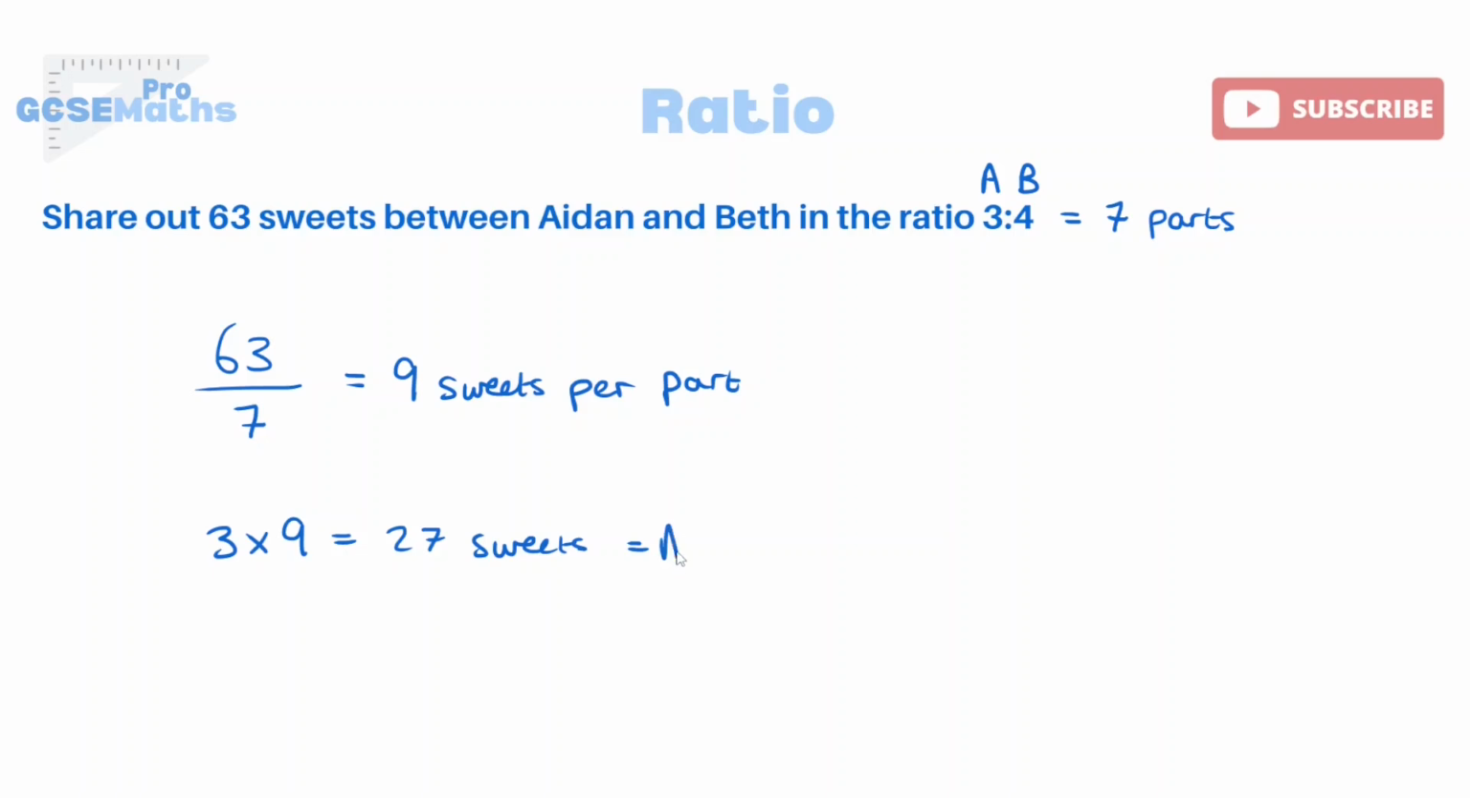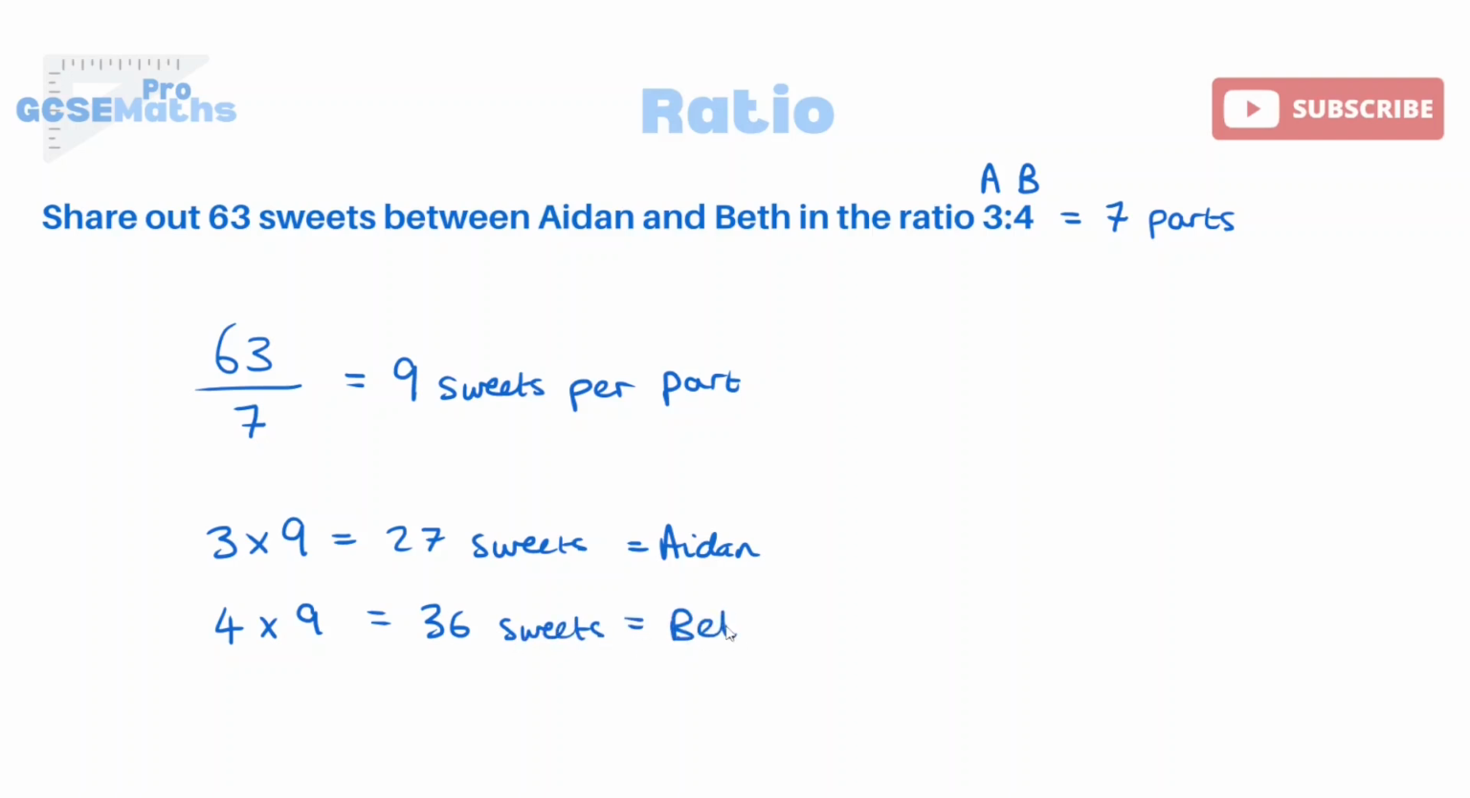That is for Aidan. Now, as I said before, you can either do 4 times 9 to get Beth, or you can just subtract 27 from 63. It's up to you. I actually find the multiplication easier, I think, in this case. But if you have a calculator, whichever you prefer. So Beth is 4 parts, and obviously per part we get 9 sweets. So for those 4 parts, she gets 9 sweets for each part. That is 36 sweets for Beth.